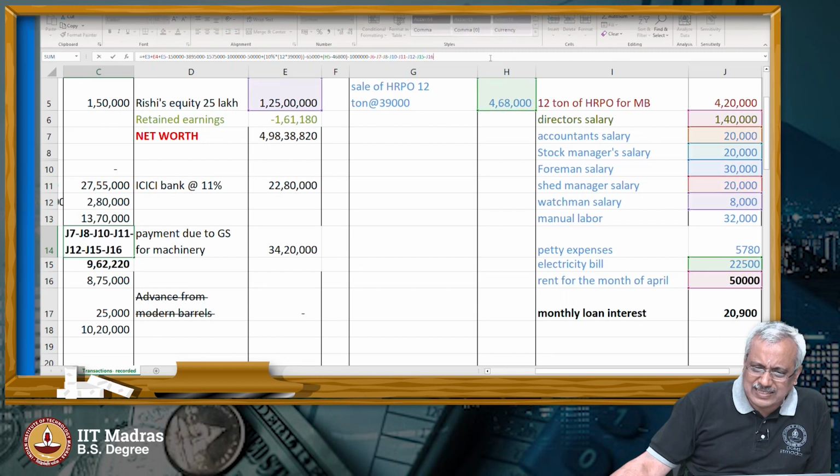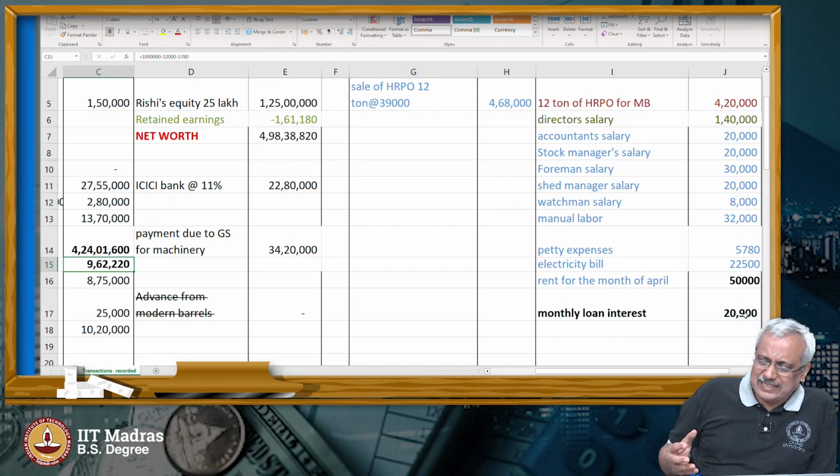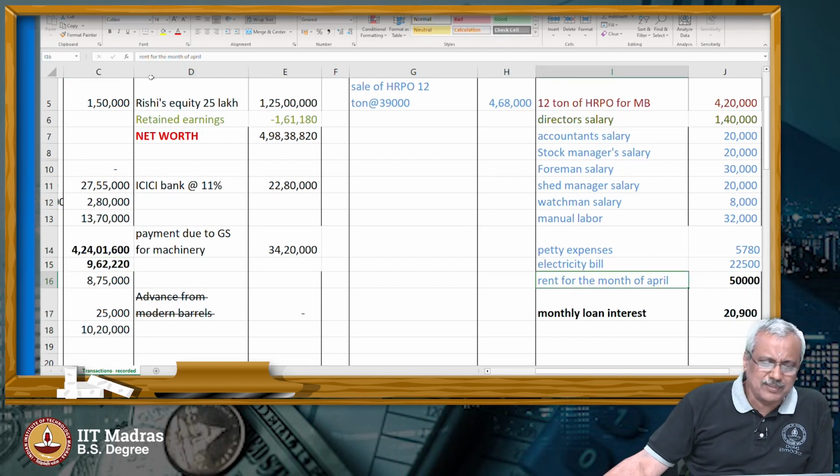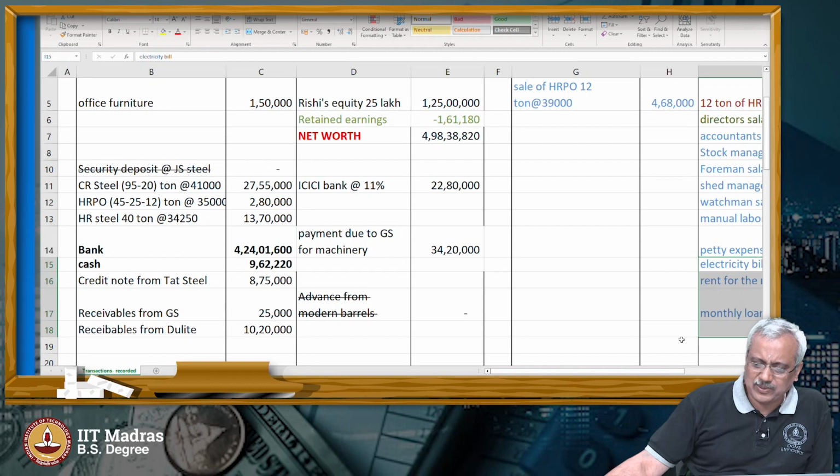I am obviously reducing it from my bank balance in this particular case. Expenditure increases, bank balance reduces in this particular case.